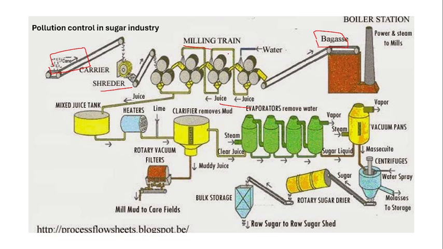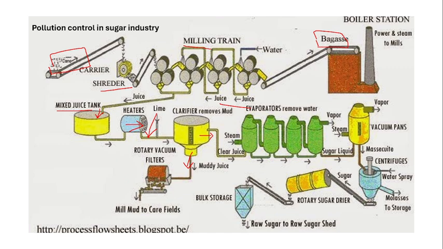Once the juice is separated, this is the mixed juice tank. All the juices are collected in this tank and then they are heated to a higher temperature in the heaters. Then the liming happens, so liming of the juice is happening. After collecting the juice, it is heated and the liming is happening. Now it is going to this tank. In this tank, the clear juice and muddy juice are separated. The clear juice is passed down for further treatment, and the muddy juice is again going to the rotary vacuum filter.